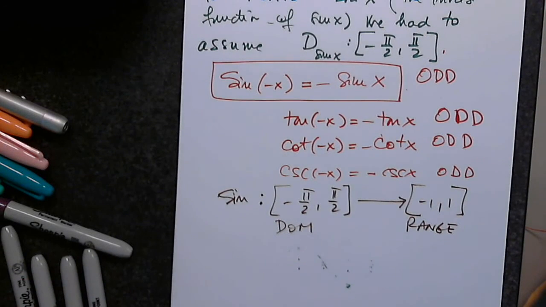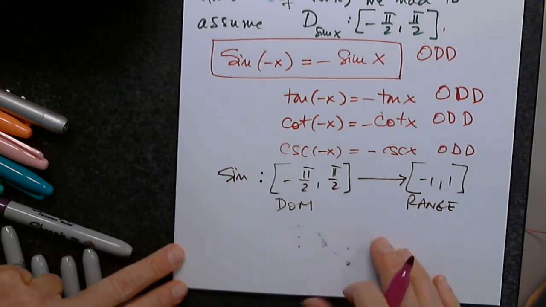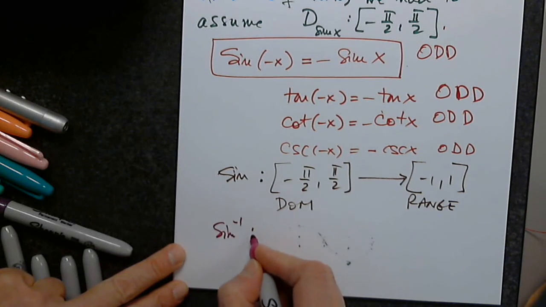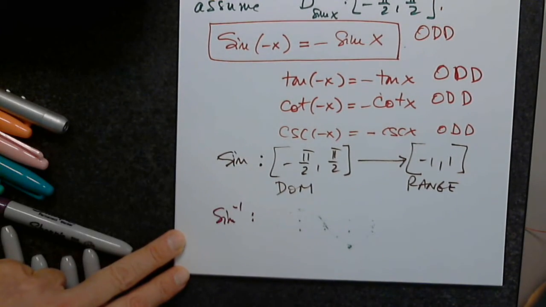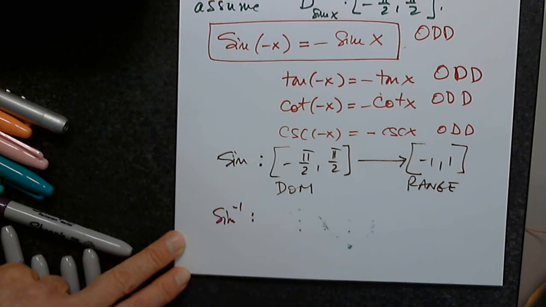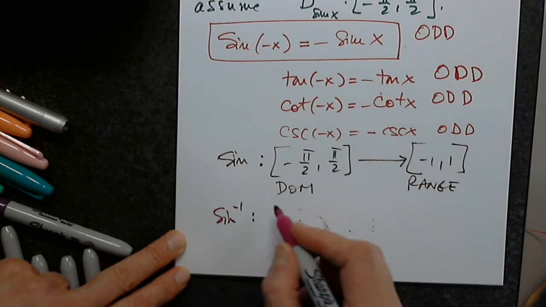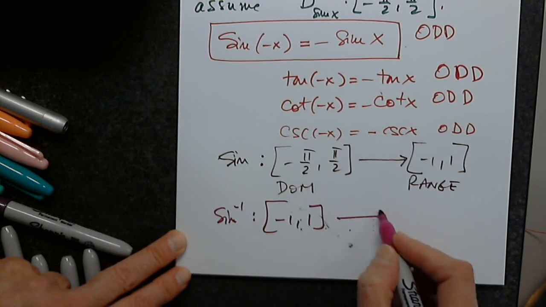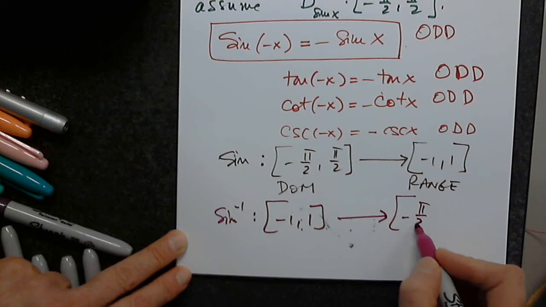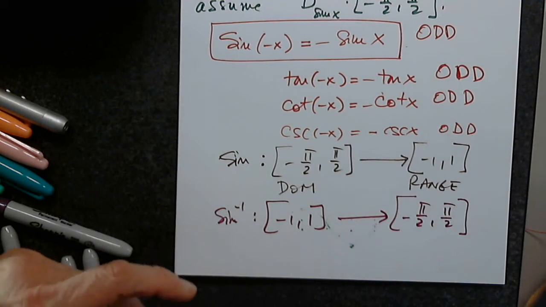We have not seen the inverse function. It's very easy to graph it. We'll go back and graph it. But I have the domain and the range for sine inverse. What will be the domain for sine inverse? Domain is negative 1, 1. Right, it reverses everything. Negative 1, 1, and the range negative pi over 2, pi over 2.